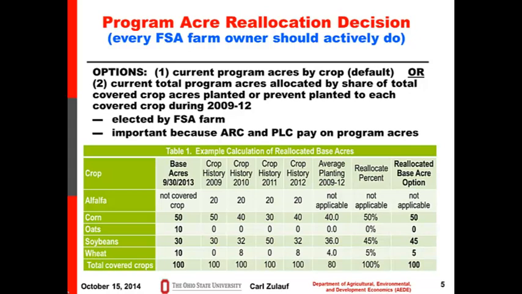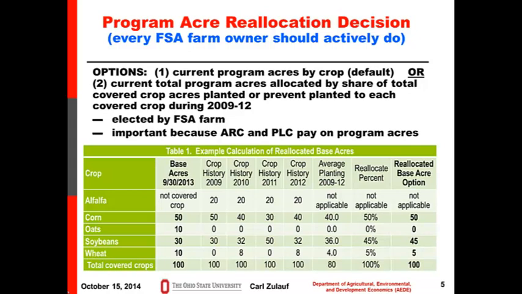Again, please understand that this is not an update. So if you only have 3 base acres, for example, you will still only have 3 base acres. All you can do is reallocate among the crops that you planted in 2009 through 2012 the base acres themselves, but you can't increase or decrease the acres. So it's not really a program acre update decision. It really is a program acre reallocation decision.